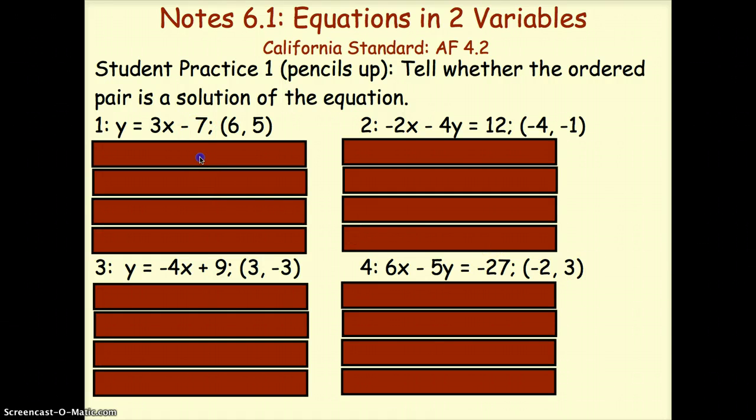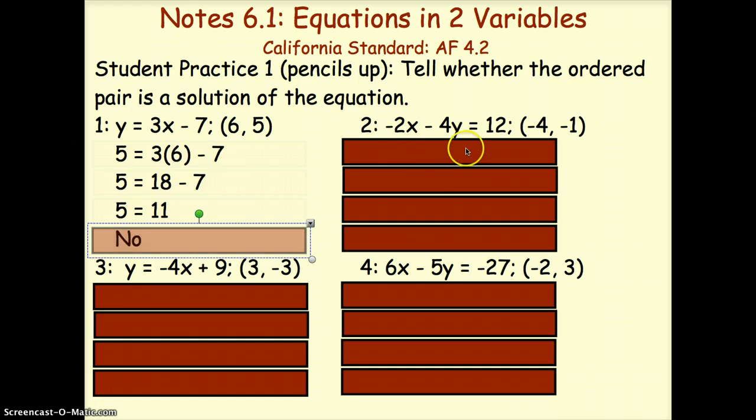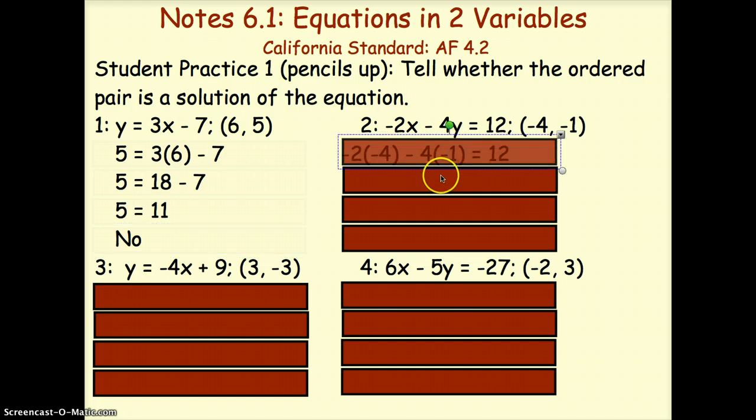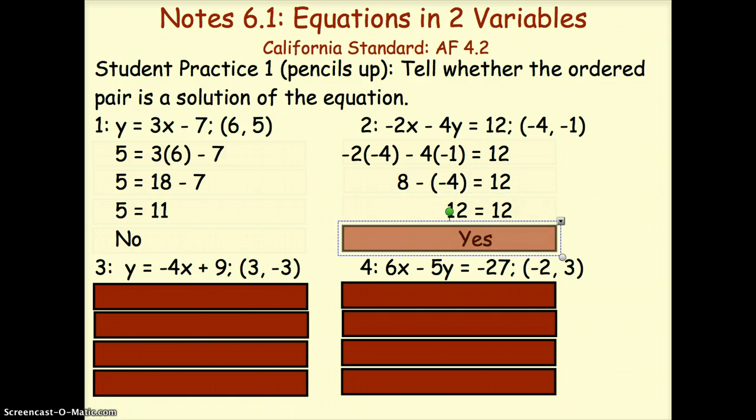Okay. Let's go ahead and see how you did. Plug in your numbers, multiply, subtract, and you'll find out that no, 5 does not equal 11. Problem number 2. Plug your numbers in, multiply, skip, change, and add, and you'll find out that yes, 12 does equal. Okay, let's continue on down to number 3.